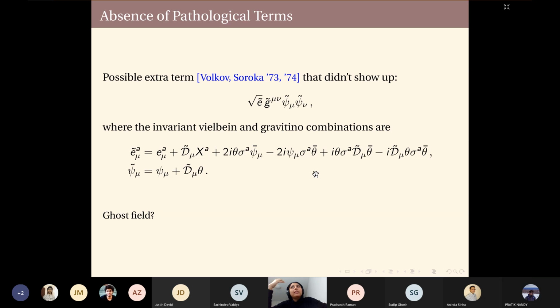And the fact that such potentially pathological terms are not showing up in any of the pure DS actions that have been constructed indicates that all of these three actions might have some common underlying origin, some more comprehensive theory, like at higher energies, some string theory model. And it would be interesting to figure out if there is such an underlying theory.